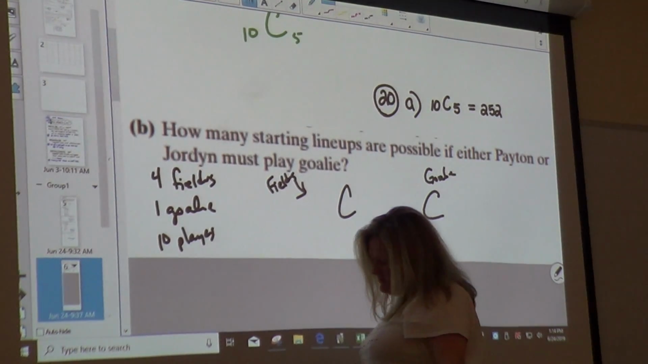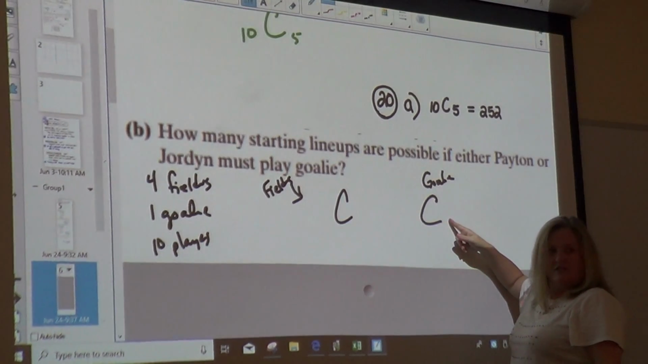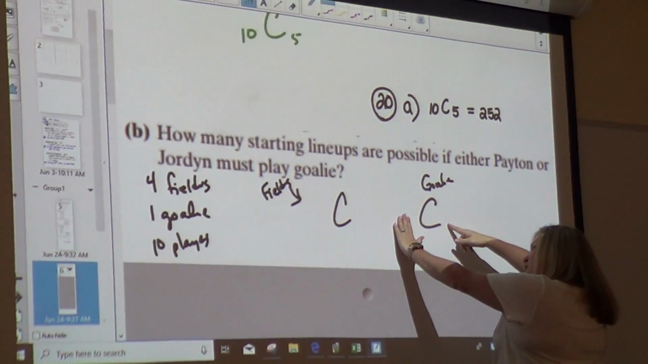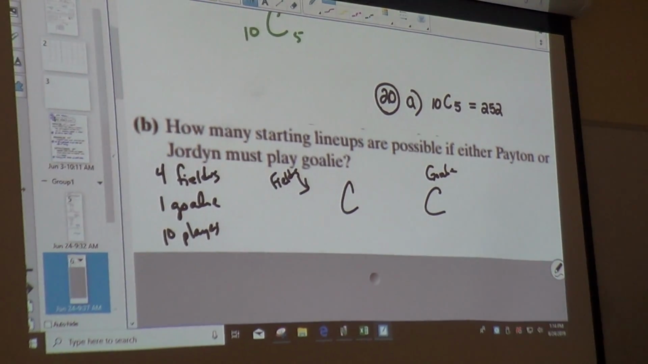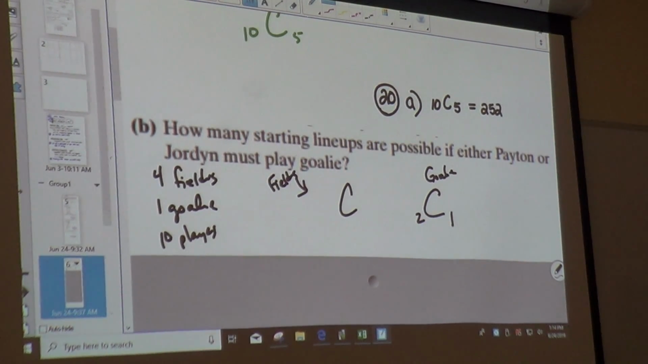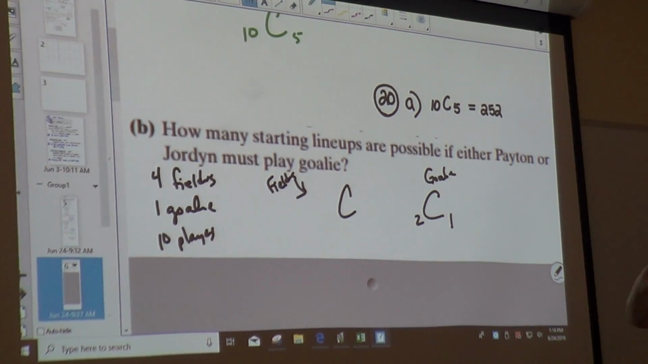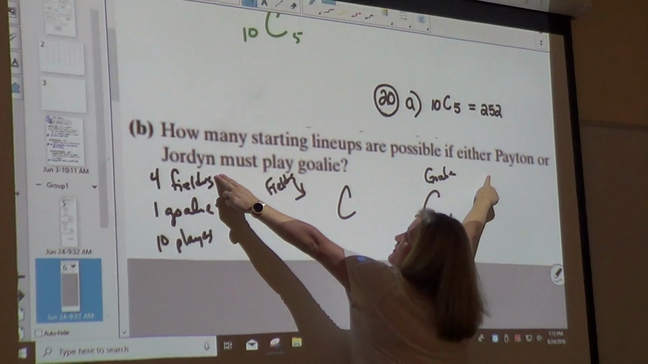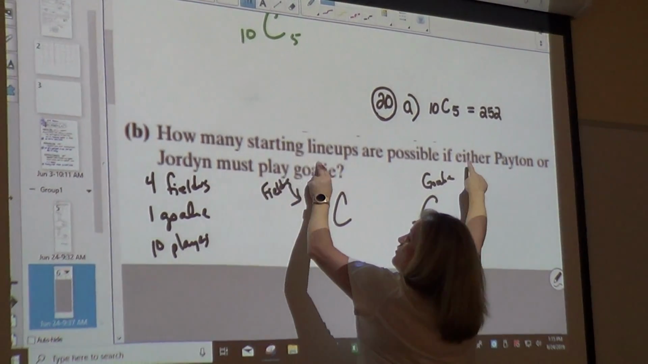So close. Let's start over here. What goes here? How many goalies are we choosing? 1. And how many goalies do we have to choose from? 2. Woohoo! We are picking 1 goalie, and we have 2 goalies to choose from. But that says we only have 1 goalie. Oh, are the other 2 goalies in the A part of the question? Jordan and Peyton are both possible goalies.